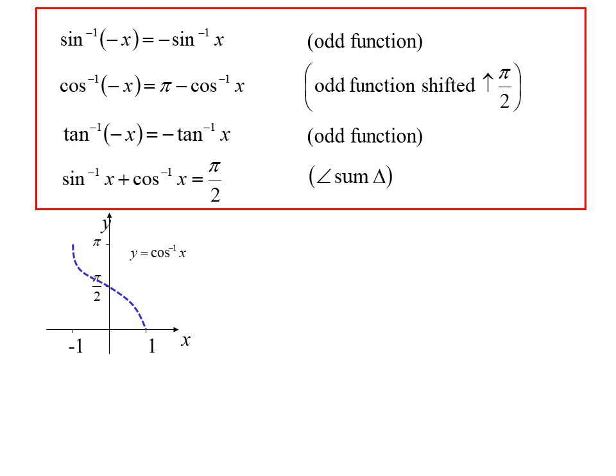Let's say it's an odd function that's been shifted up pi on 2. So let's move this back down pi on 2. So my red curve would be the inverse cos of x minus pi on 2. But that is an odd function. We've got the rotational symmetry.